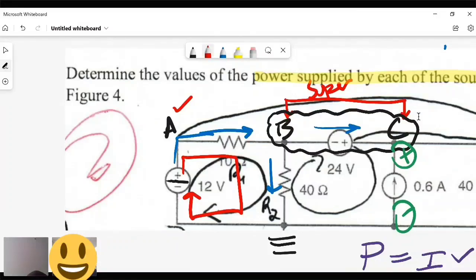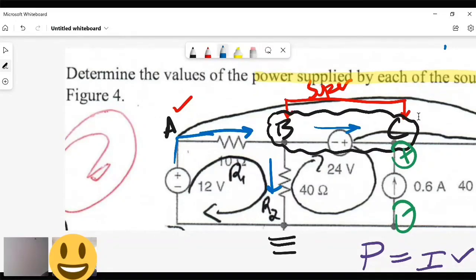Make some sense? Mm-hmm. So if you look at it from the outside, the current's passing up and it's violating passive sign convention. But if you look at it from the inside and consider the current actually is going from plus to minus, it's not violating passive sign convention. So it becomes a matter of perspective.